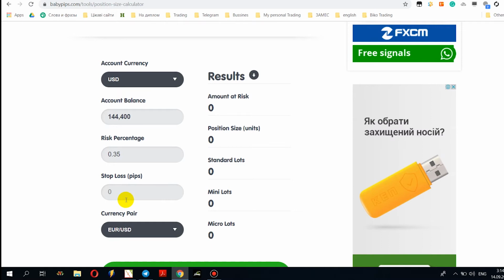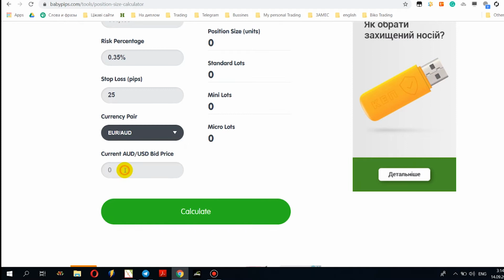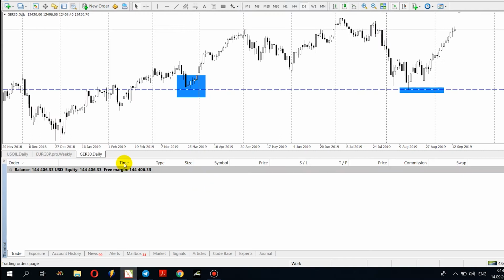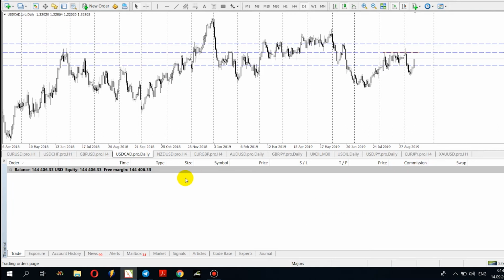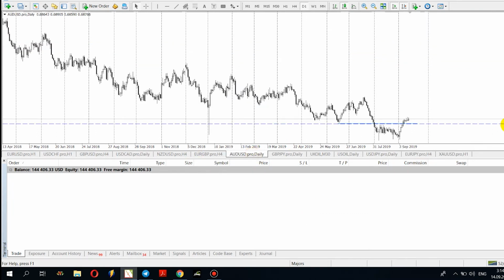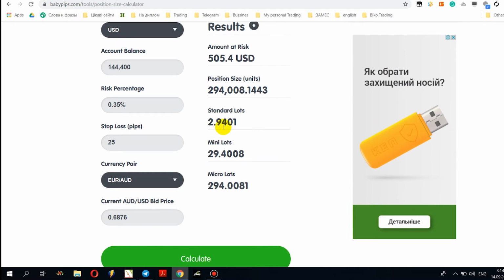And also, what is the stop loss? Let's simulate a situation where we have a stop loss of 25 pips on Euro Australian dollar. We open a position there. Where is Euro Australian dollar? As you see here, we should write the current Australian dollar USD bid price. We open our MT4 terminal, or you use another terminal, you can find it here. As you see, it is 0.6876. 0.6876 and push calculate. As you see, 2.94.